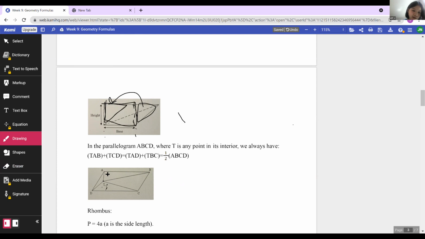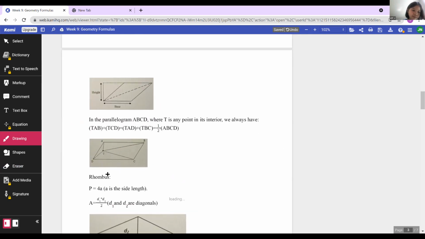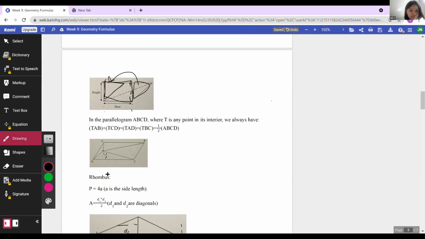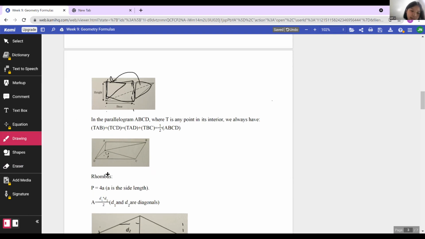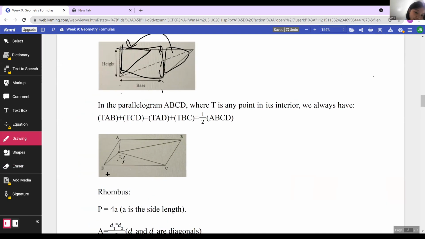is that in the parallelogram ABCD, where T is any point in the exterior, we always have that TAB plus TCD equals TAD plus TBC, which is half of the parallelogram. Because let's take this TAB and TCD added, for example.